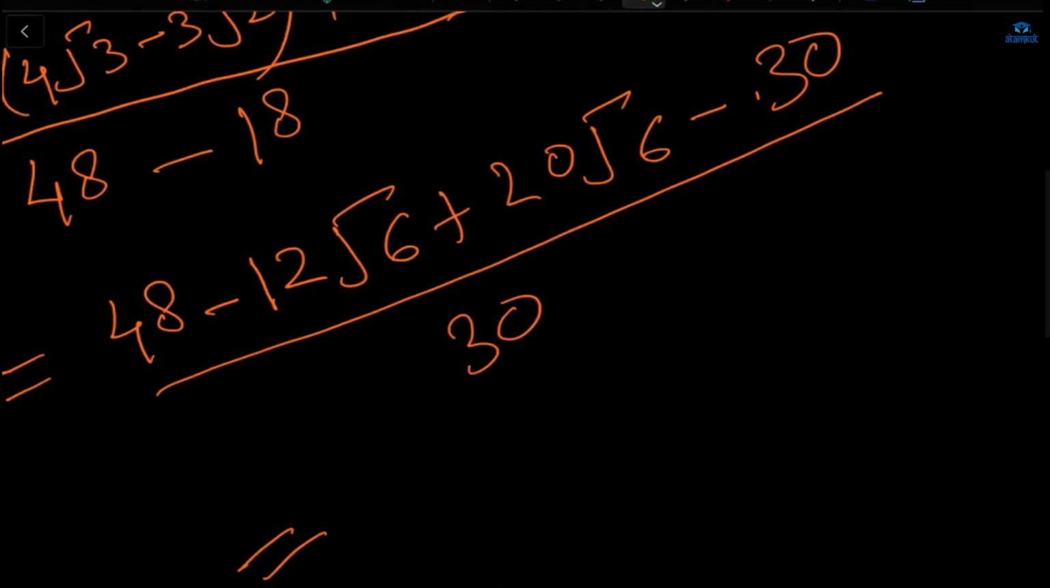Ma'am, what is root 6 plus root 6? I think the answer will be 18 plus 8 root 6 by 30. Something is wrong. It will be 18 plus 8 root 6 by 30. Ma'am, it is root 6 plus root 6, or do we take root 6 common over here? Yes, you can take root 6 common, because on both sides root 6 is there.